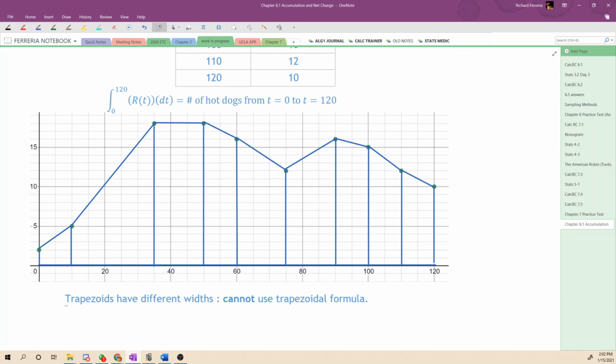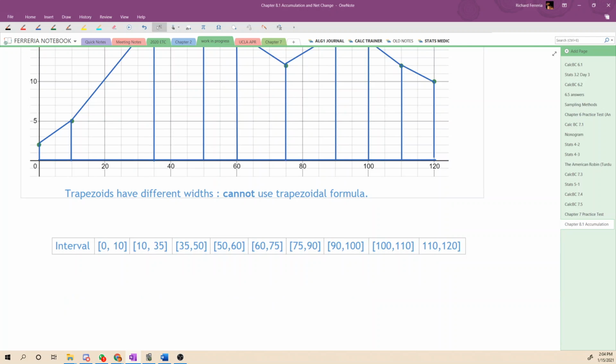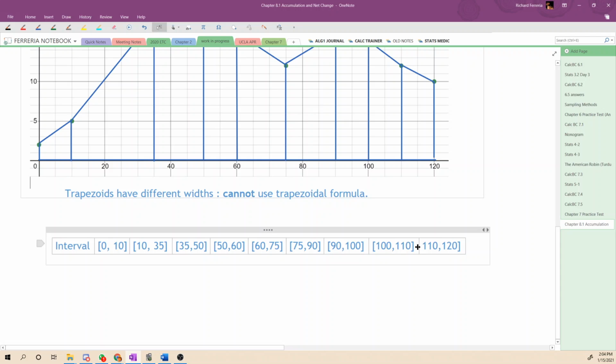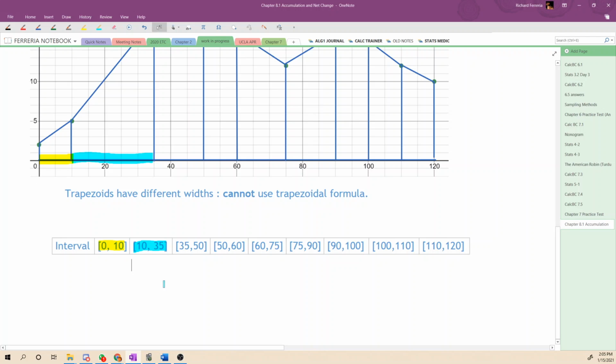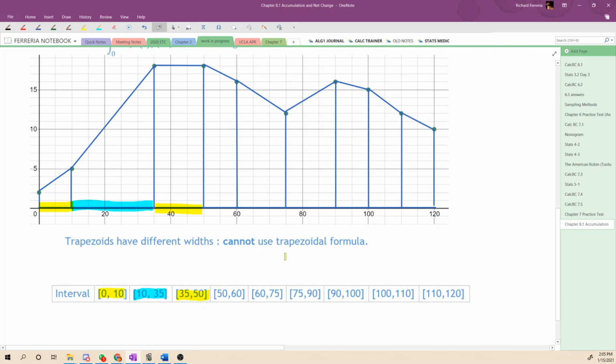So rather than using the trapezoidal formula, I think it's a good idea to reorganize the data into a chart that takes the width of each trapezoid into account. Here you see me beginning the chart, and I always start the chart off by putting in all of the intervals for each trapezoid. For example, this first trapezoid goes from 0 to 10, and then this second trapezoid goes from 10 to 35. And we can go on for all of the trapezoids.